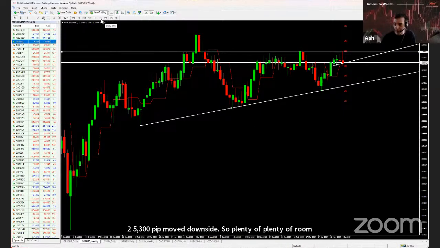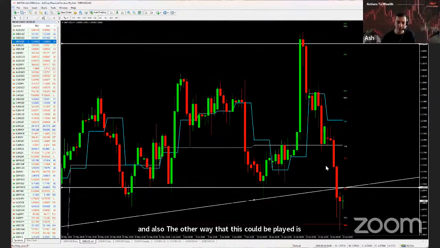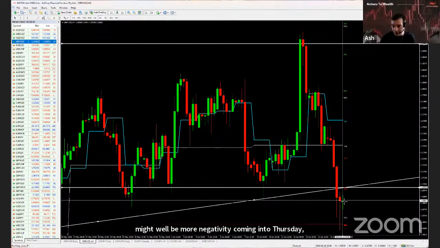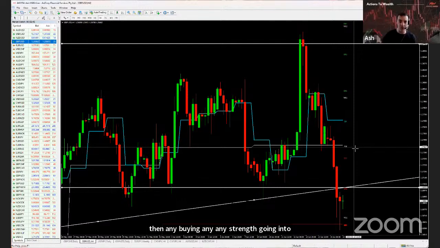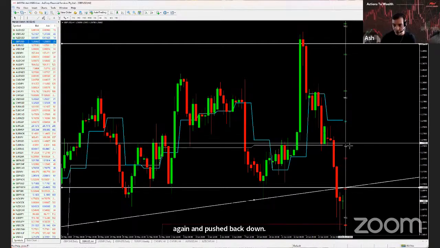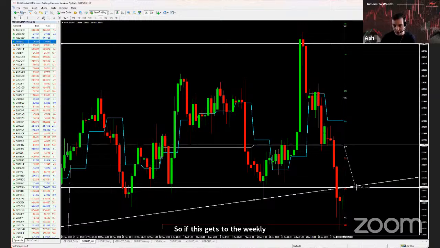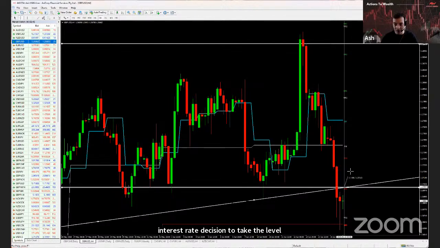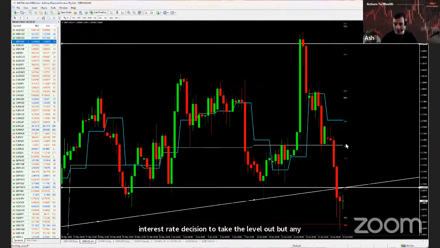The other way that this could be played is on intraday charts, because if we think that there might well be more negativity coming into Thursday, then any buying, any strength going into this currency is likely to be swallowed up and sold off again and pushed back down. So if this gets to the weekly pivot, that would be a great place to look for some intraday shorts back down to the trend line. It might be that we wait for the CPI data and the interest rate decision to take the level out. But any buying, I think, is going to be met with selling intraday.